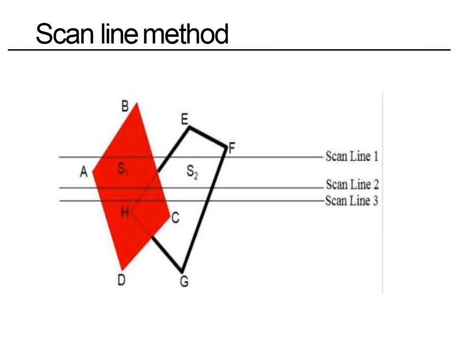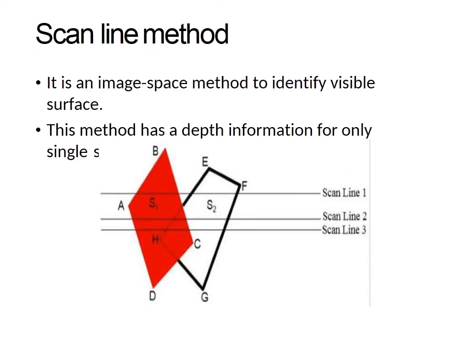The main advantage of this method is that sorting vertices along the normal of the scanning planes reduces the number of comparisons between edges. It is an image space method to identify visible surface. This method has depth information for only a single scan line.